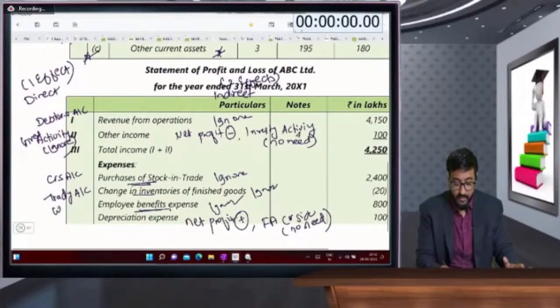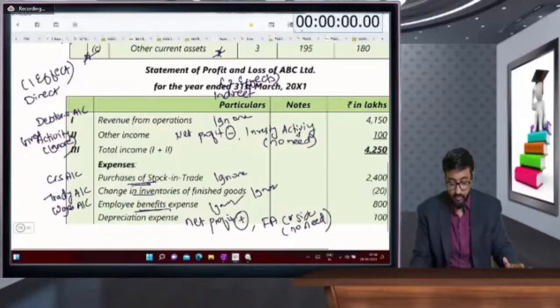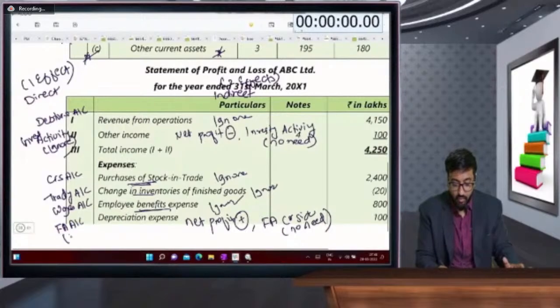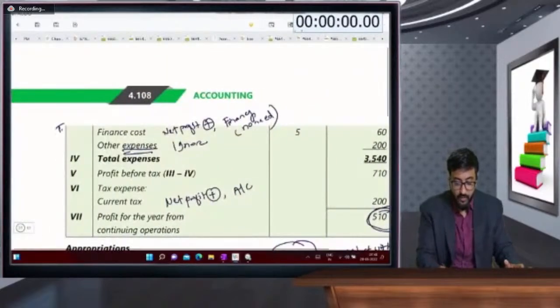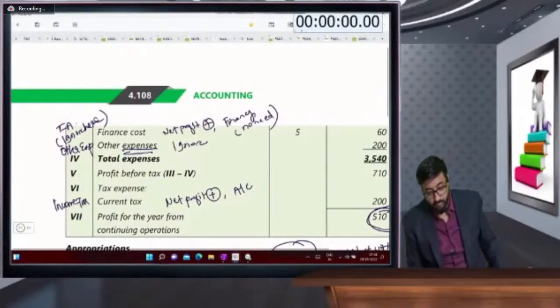Employee benefit expenses, we will write it in the wages account. Depreciation expenses, fixed asset account. We have not prepared it, so ignore. No need here. Finance cost, we will write it in the financing activity, so ignore here. Other expense, we will open an account. And income tax account.